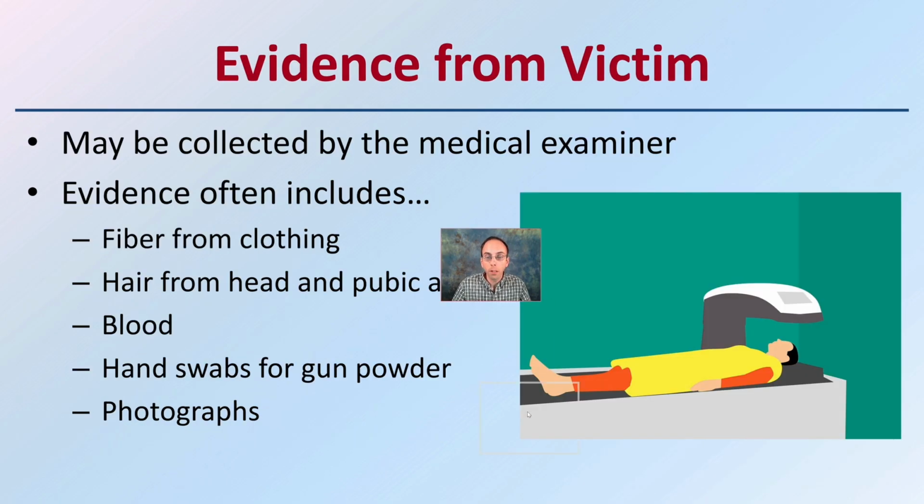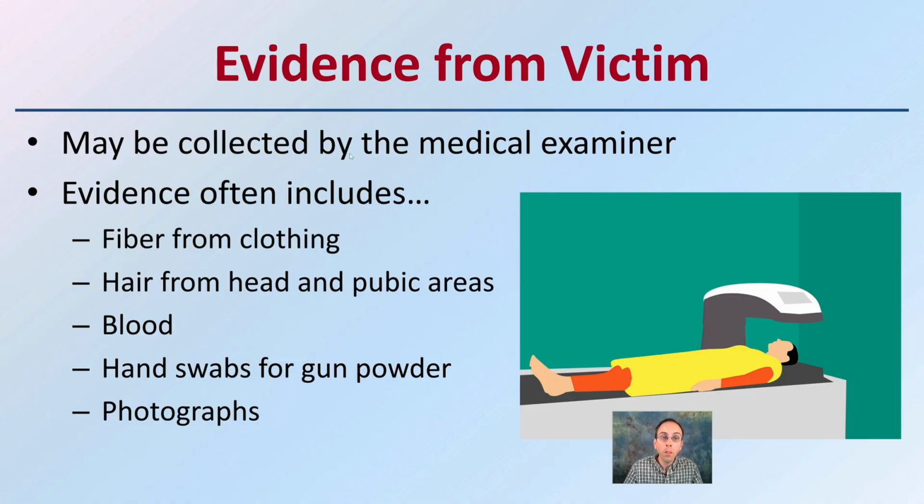Now, evidence from the victim themselves. This may be collected by a medical examiner. Evidence from the actual victim often includes fiber from their clothing, hair from their head and pubic areas, blood, hand swabs for gunpowder if that was suspected to be part of the crime, and also photographs. So this is a lot of information just from the victim, never mind the surrounding area as well.